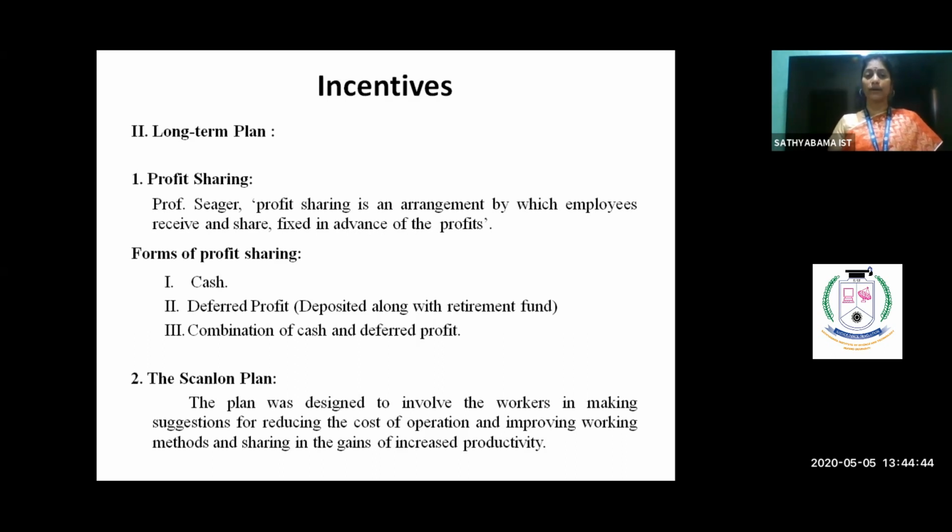This plan was designed by Scanlon, and it involved the workers in making suggestions. The employers will be asking for suggestions from the employees themselves on how to reduce the cost of operation and improve the working methods or operations. If the result is good, if they increase the productivity based on the suggestions given by the employees, then from the increased productivity the employees will be earning profit, and again the profit will be given as a bonus or profit share. So this is the Scanlon plan.